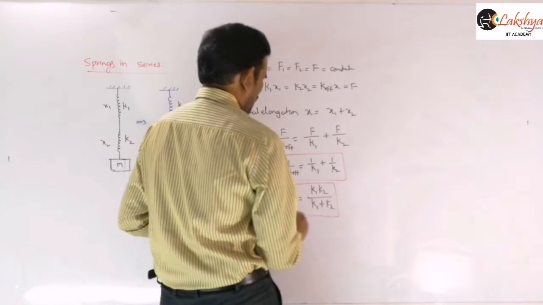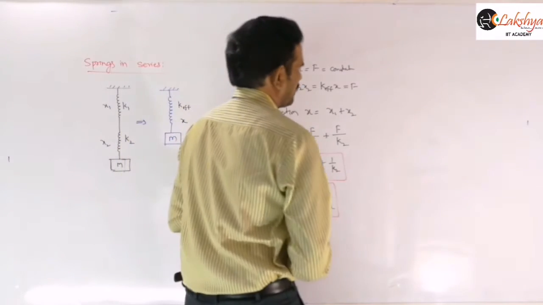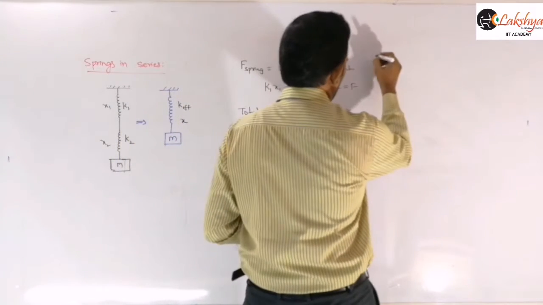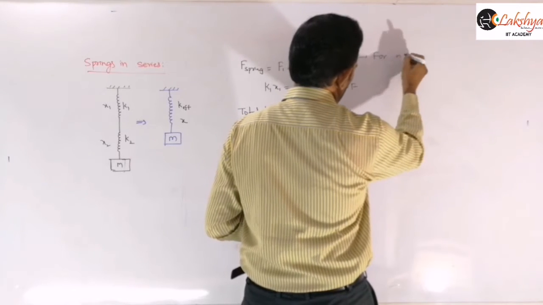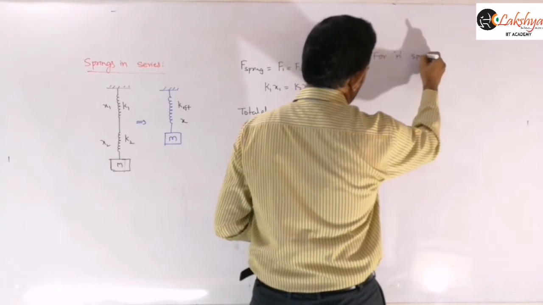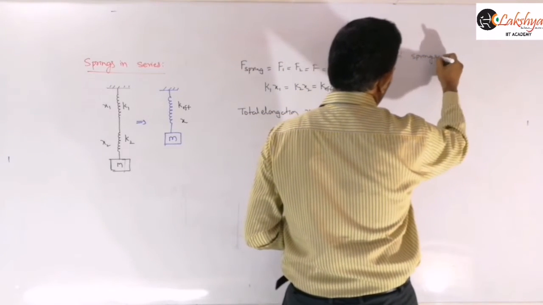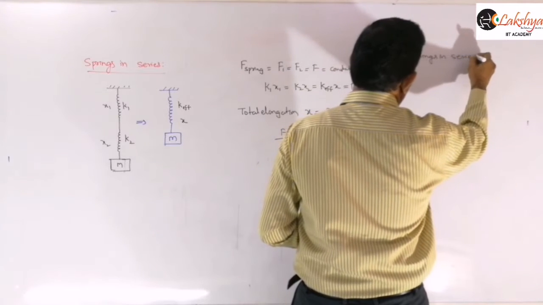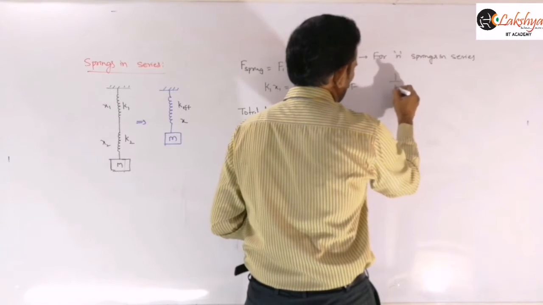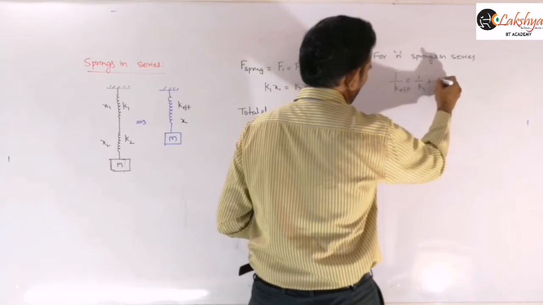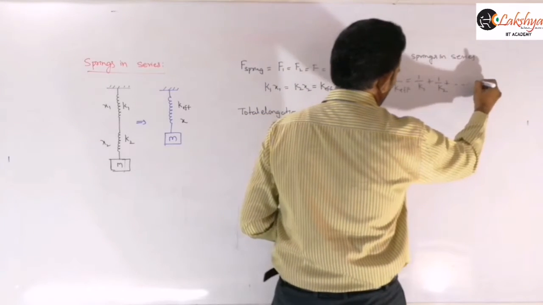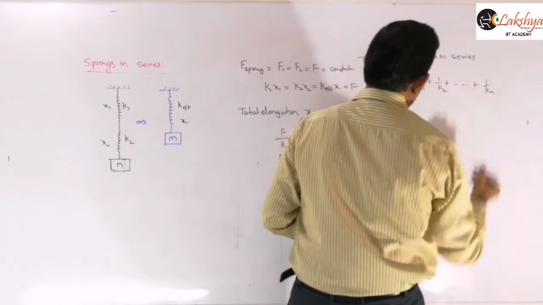If I am taking n number of springs here, then for n springs in series you can extend the expression: 1 by K effective is equal to 1 by K1 plus 1 by K2 plus and so on plus 1 by Kn.